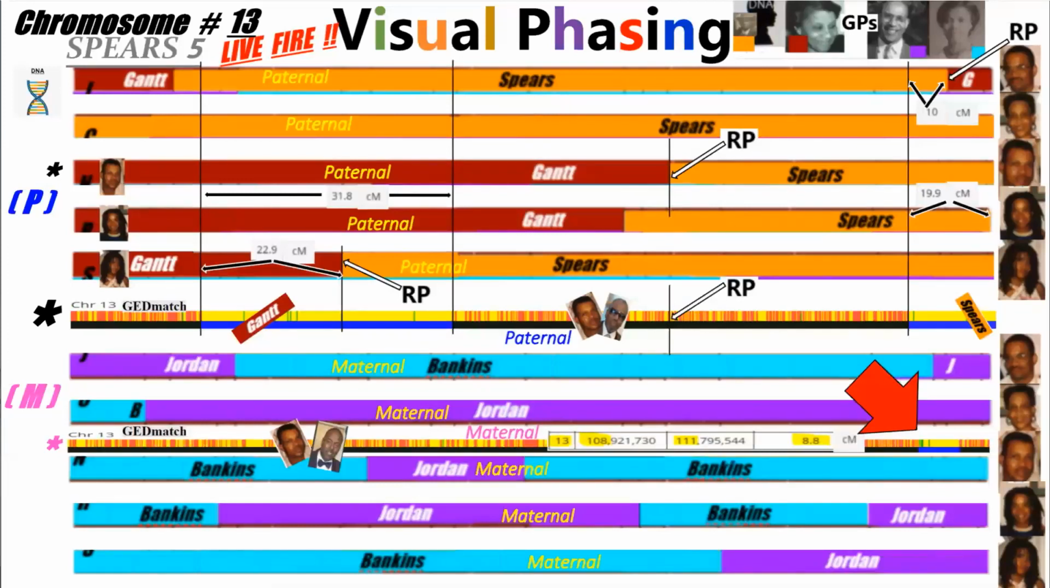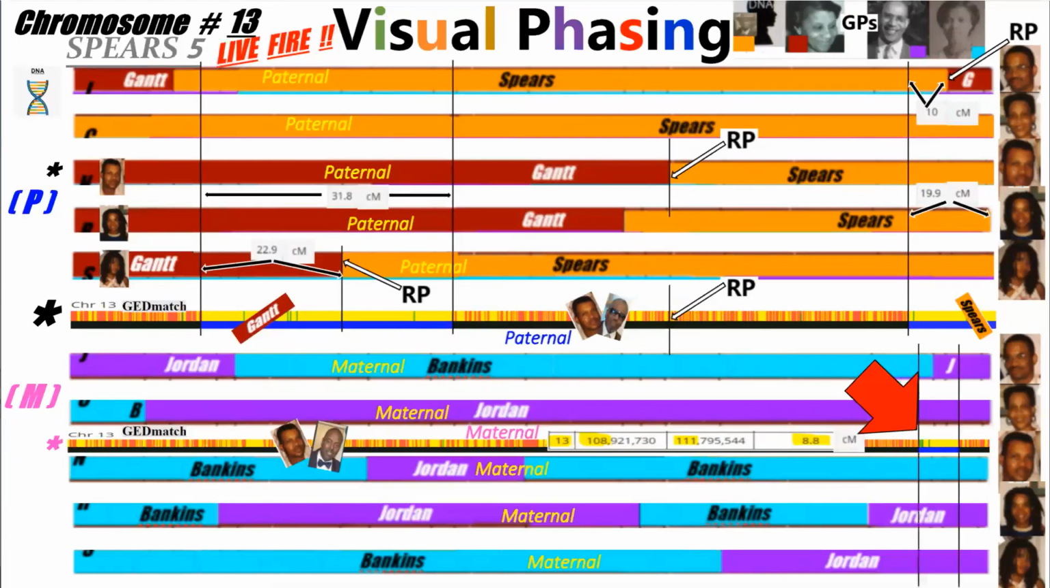So why is this match so small? It's an 8.8 centimorgan match that Greg and Nason have in this area. Nason has a lot of Bankin's DNA to the right limit of this match. In fact, he's the only of the Spears 5 that has Bankin's DNA. The rest of us have Jordan at the end of the chromosome, and yet his match is still very small.